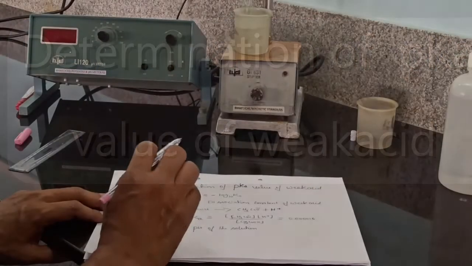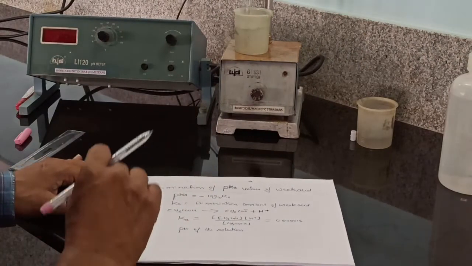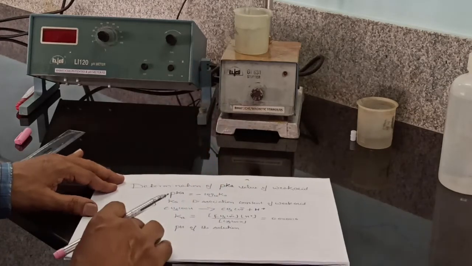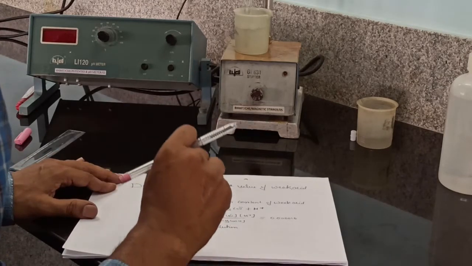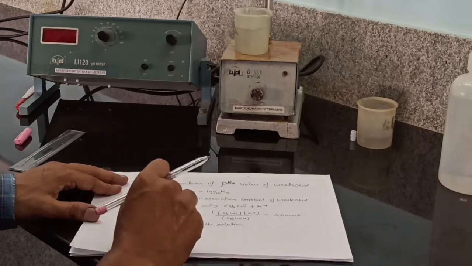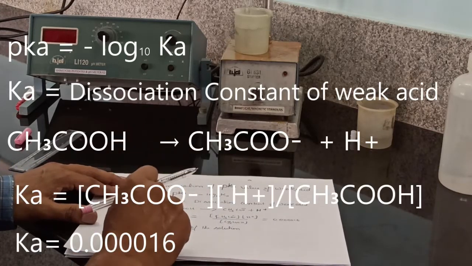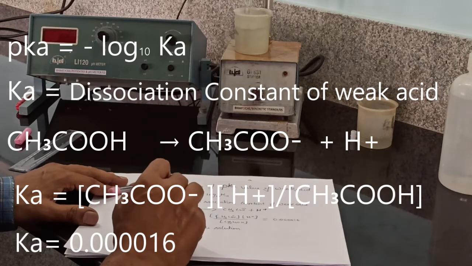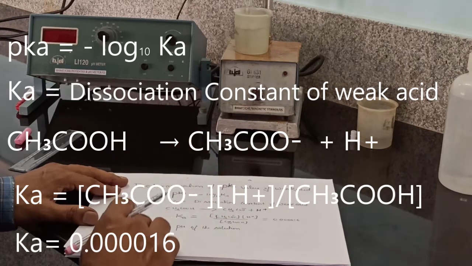Determination of pKa value of weak acid. In this experiment, you have to determine the strength of a weak acid. What is a weak acid? A weak acid is one which dissociates partially. What is pKa? pKa is the negative logarithm of base 10 of Ka. Ka means the dissociation constant of a weak acid.